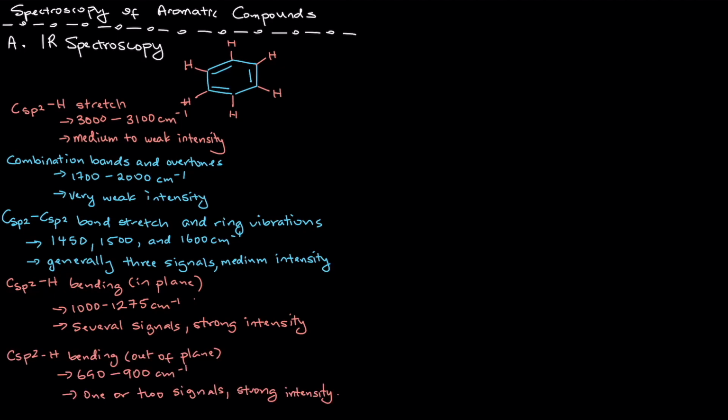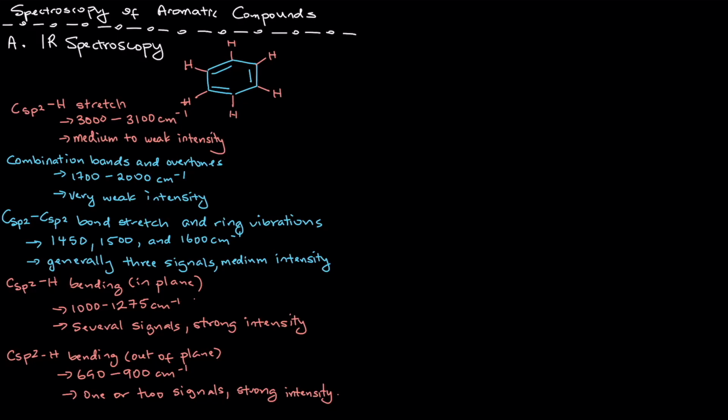Okay, and then lastly, you would also observe the Csp2-H bending, and this time out-of-plane bending vibrational modes. They're usually somewhere between 690 and 900 wave numbers. This would be 1 or maybe sometimes 2 signals, but they will also be pretty strong intensity.